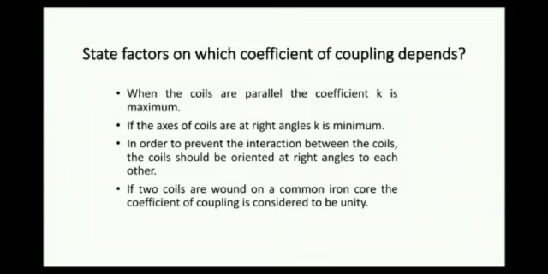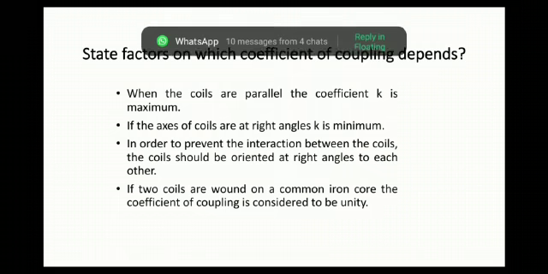State the factors on which the coefficient of coupling depends. When the coils are kept parallel, the coefficient K is maximum. If the axes of the coils are at right angles, then we say that K is minimum. In order to prevent interaction between the coils, the two coils should be oriented at right angles to each other. If two coils are wound on a common iron core, the coefficient of coupling is considered to be unity. For two air core coils or two coils on separate iron cores, the coefficient of coupling depends on the distance between the two coils and the angle between the axes of the two coils.